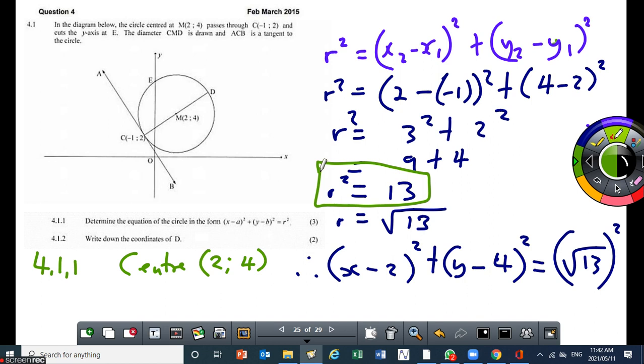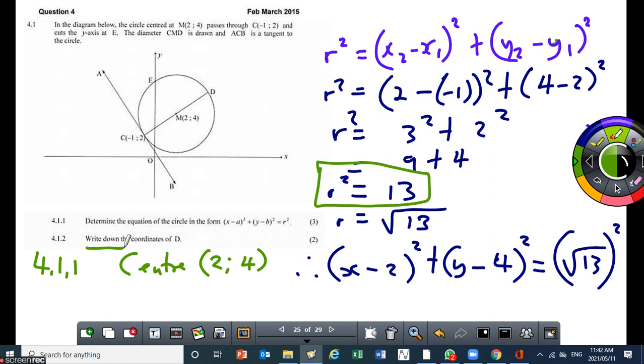Okay? So this is the first part. Then 4.1.2, write down the coordinates of D. Right? These two words are misleading for this question. Okay? They are misleading. I would have preferred if they said determine the coordinates of D, because you may need to do a calculation using the midpoint formula.